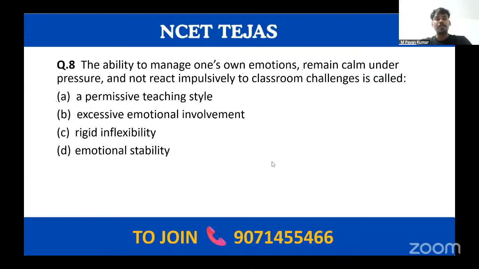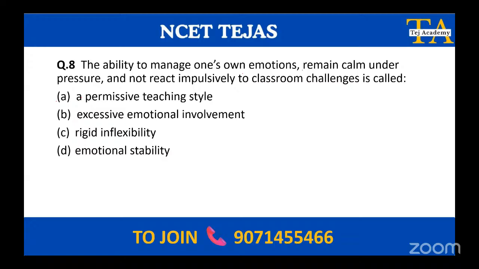Now, question number 8. The ability to manage one's own emotions, remain calm under pressure, and not react impulsively to classroom challenges is called option A, a permissive teaching style. Option B, excessive emotional involvement. Option C, rigid inflexibility. Option D, emotional stability. Option D, sir. Okay, Shailaja says option D. The question is asking about the ability of a teacher to manage his or her own emotions, remain calm under pressure, and not react impulsively.